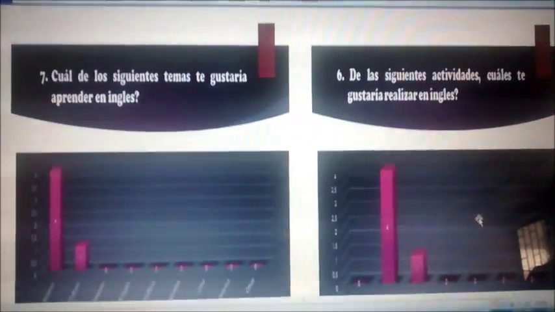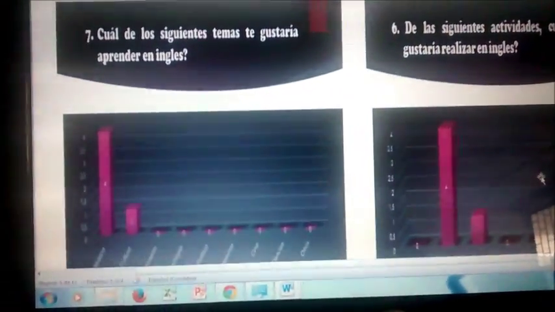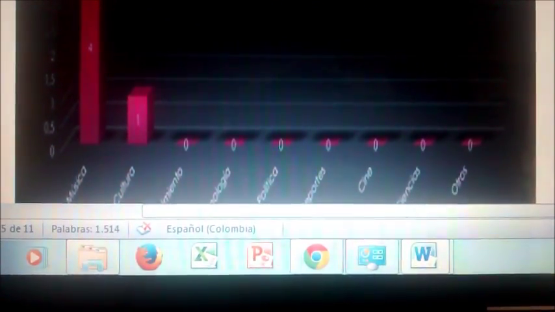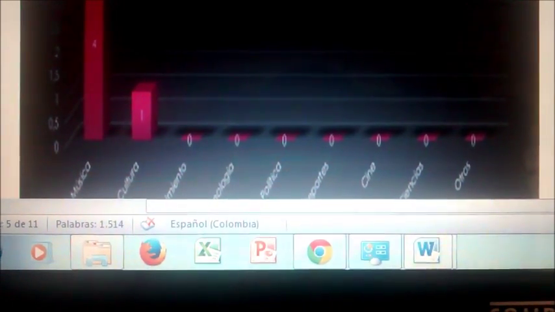Moreover, we asked questions as ¿cuál de los siguientes temas te gustaría aprender en inglés? Of course, as they are students from the music program, they answered that the topic they would like to learn in English was music.